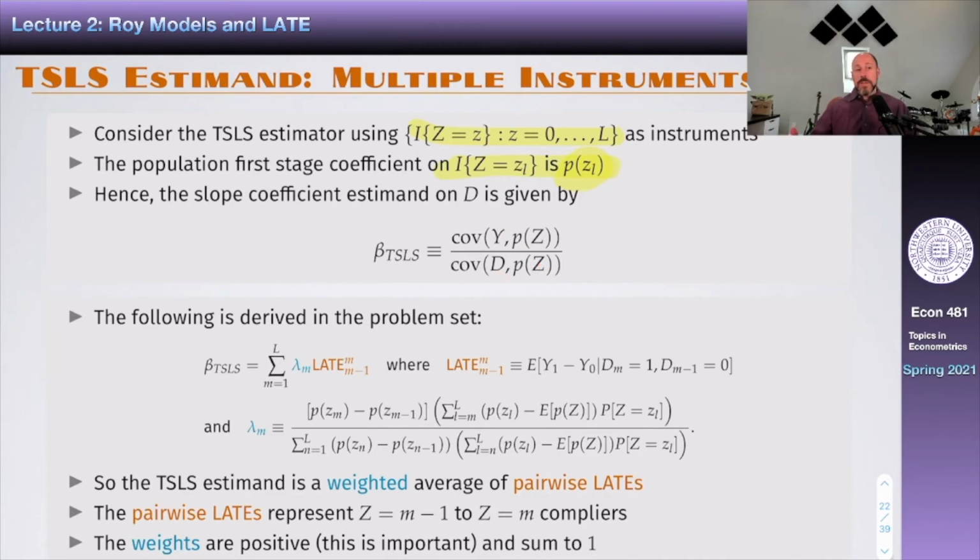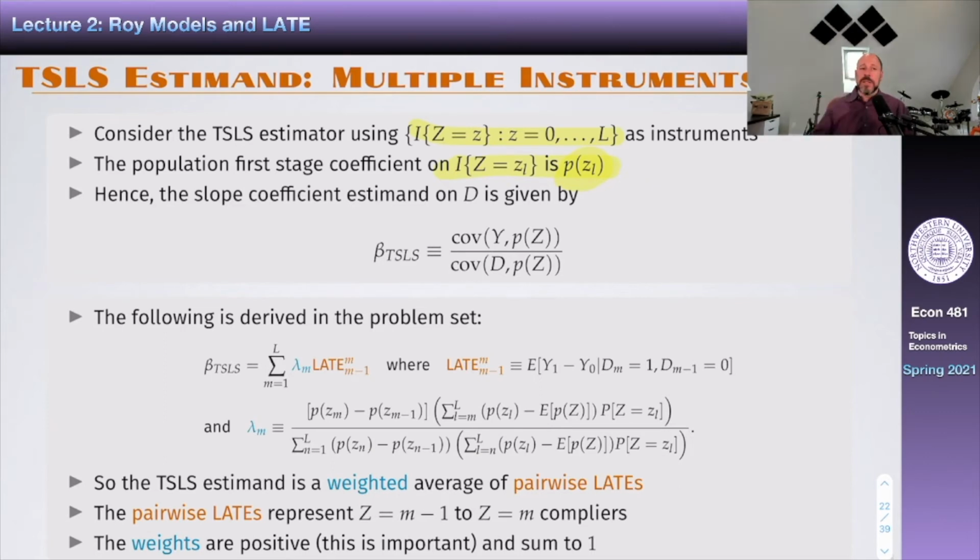And now the tedious part is you work out this expression and you're going to show that beta two-stage least squares is essentially a weighted average of pairwise LATEs from m-1 to m, where these pairwise LATEs are the cases in which you condition on those individuals that change their decision when the instrument moved from the value m-1 to the value m. And the weights are given by this expression over here that has to do with the propensity scores. So this is in the problem set. It's not as ugly as it looks. So you're going to work it out and see.